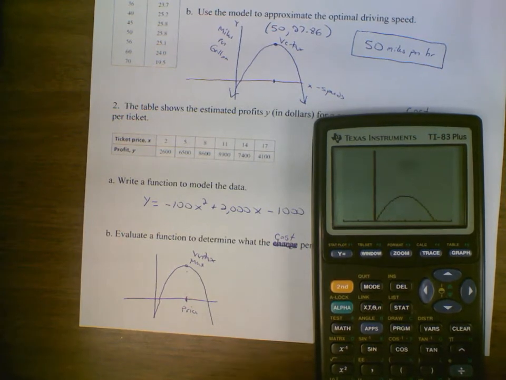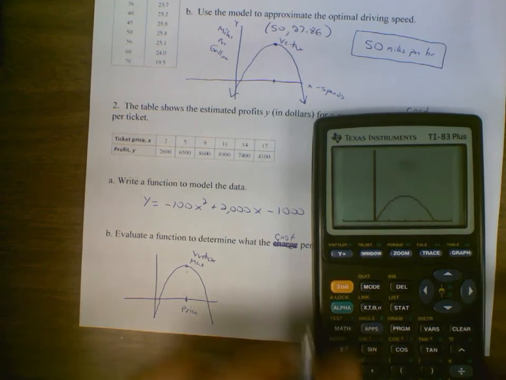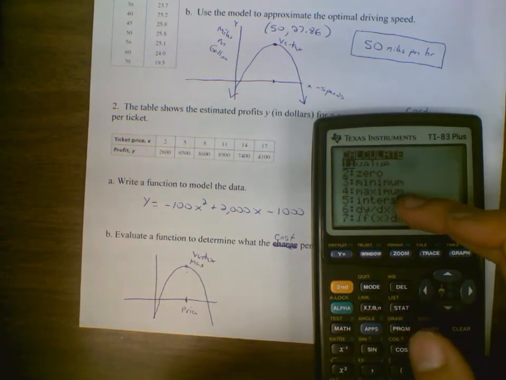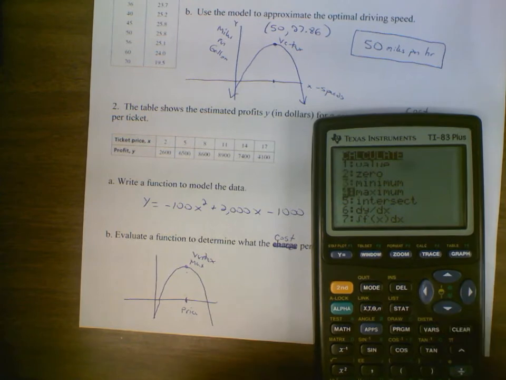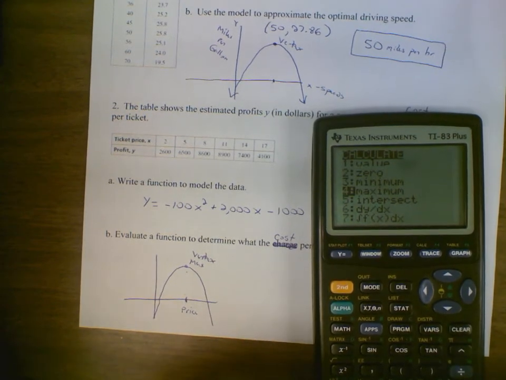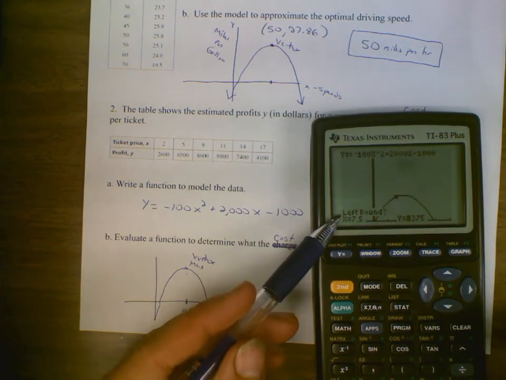So once again, I want to find that maximum point. I want to find the top of that graph. So I click second, trace, which takes me to this screen. And I'm looking for that maximum value, so that's number 4. So I'm going to click enter on that. And then you'll notice it asks you questions in this left-hand corner.